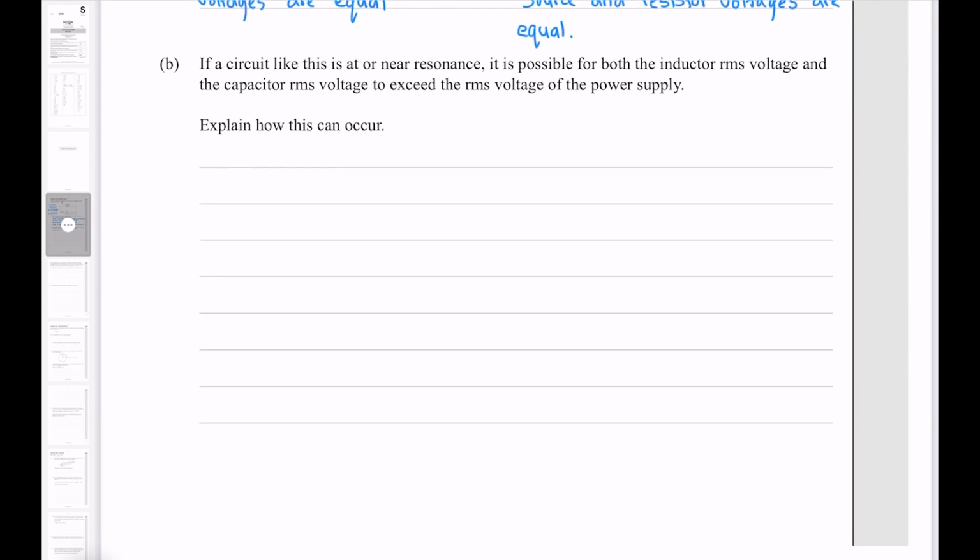If a circuit like this is at or near resonance, is it possible for both the inductor RMS voltage and the capacitor RMS voltage to exceed the RMS voltage of the power supply? Explain how this can occur.